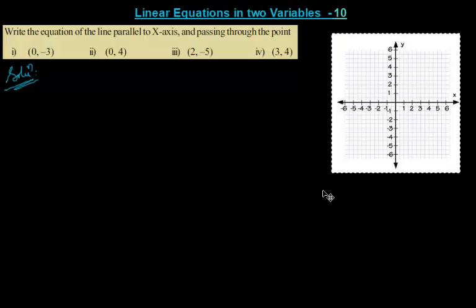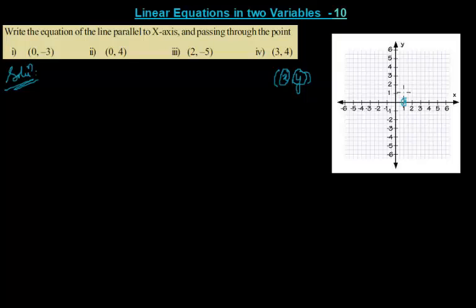Then we can easily find the equation of line parallel to x-axis and passing through these points. Let us see this graph. What this graph is indicating: any point x comma y, if you take x is the distance from y-axis and y is the distance from x-axis. Let us take the point 1, 0. This indicates it is 1 unit away from y-axis and 0 indicates 0 units away from x-axis. So the point is here.